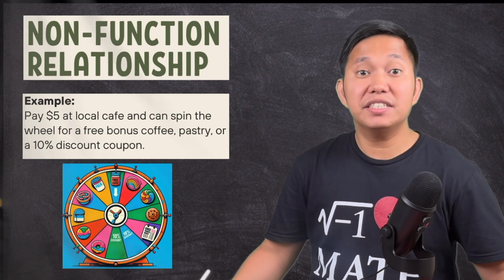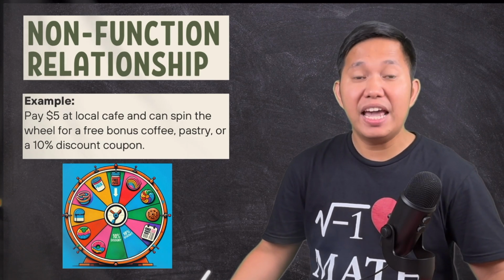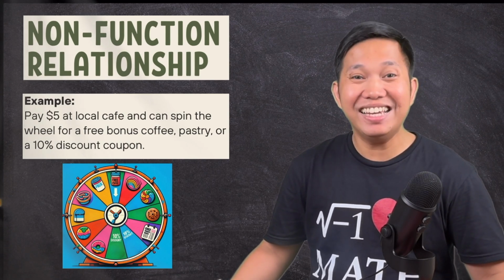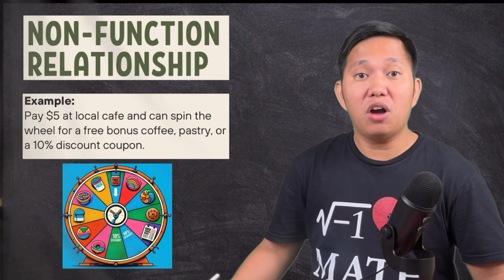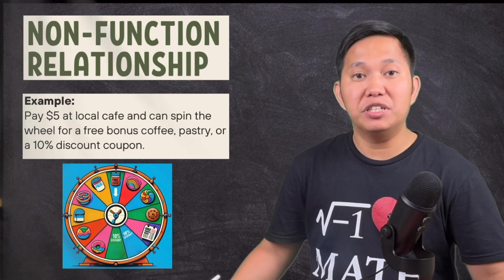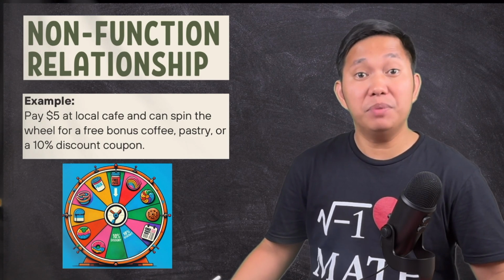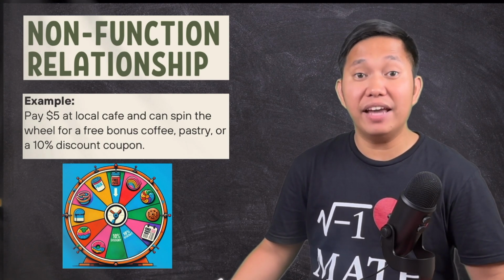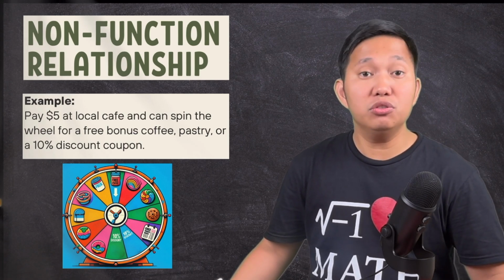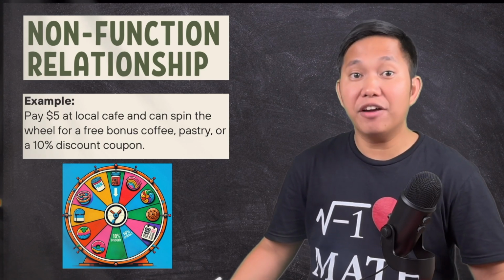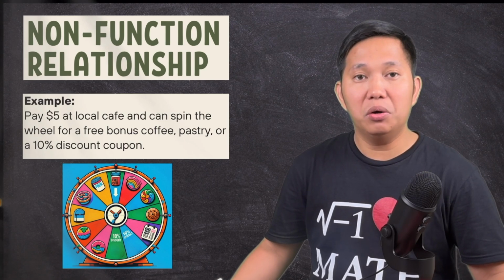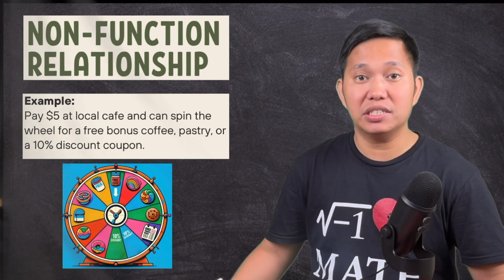Now, here's a scenario where the given relation is not a function. Imagine you're at a local cafe that has a unique daily special offer. Customers can pay a fixed amount of money to spin a wheel and receive a surprise bonus with their purchase. Here's how the cafe's daily special works. Customers pay $5 to spin the wheel. The wheel has various bonus items such as a free coffee, a pastry, or a 10% discount on the next purchase.